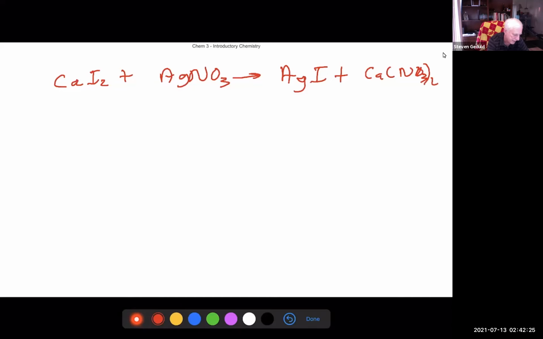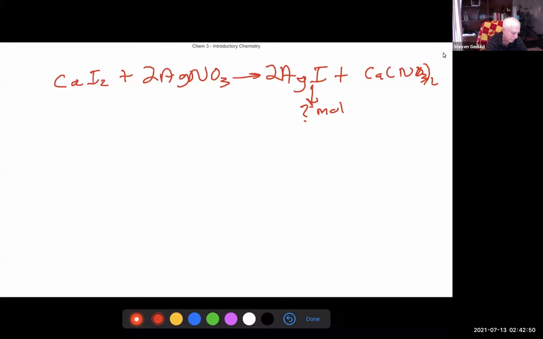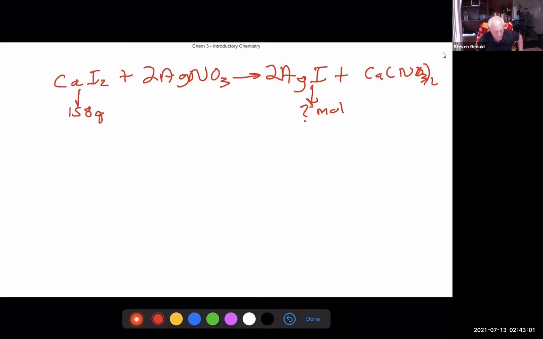Okay, and you have to balance the equation. Put a 2 here and then 2 here, and that should balance, right? 1 calcium, 2 iodine, 2 iodine, 2 silver, 2 silver, 2 NO3, 2 NO3. Perfect. And it says how many moles of silver iodide will be produced. So how many moles of silver iodide? So question mark moles of silver iodide will produce 158 grams of calcium iodide. Like it says, write everything down so you can see it without looking back at the question. And we're good. So there's your formula, there's your equation.